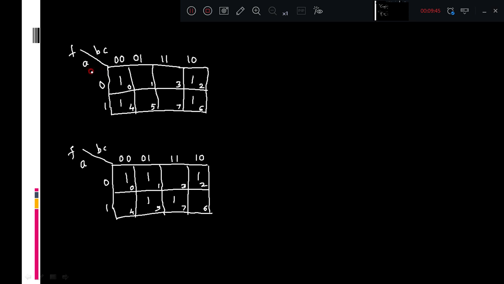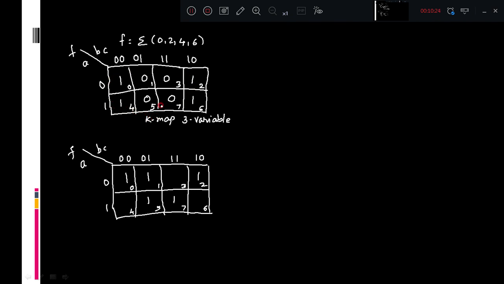Consider an example, a 3 variable K-map drawn, in which 0, 2, 4 and 6. This particular function is 0, 2, 4, 6. Remaining locations are 0. You may enter 0 or you may leave blank. So this is 0 location. Now this particular function, using a 3 variable K-map, we need to simplify.